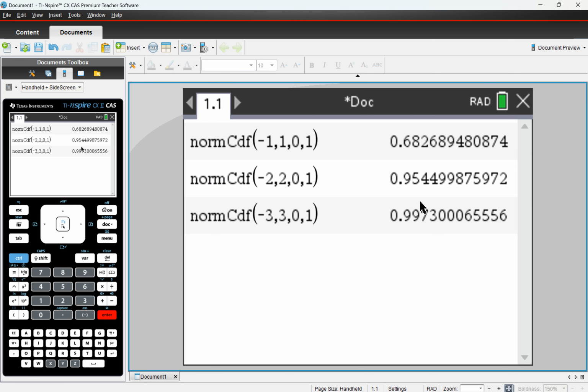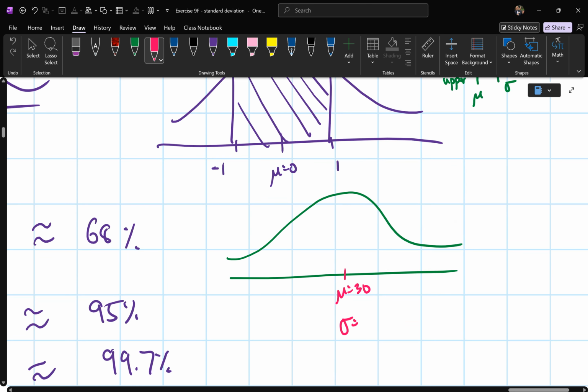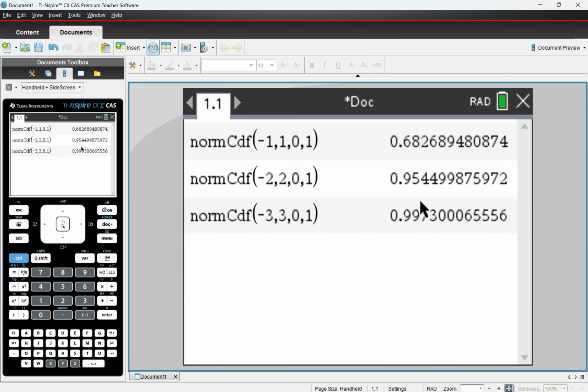Okay, and then remember how I talked about your study score? So we said study score, average is 30. Anyone remember what the standard deviation was for a study score? 7. So you can actually work out what study score you want simply with your CAS as well.